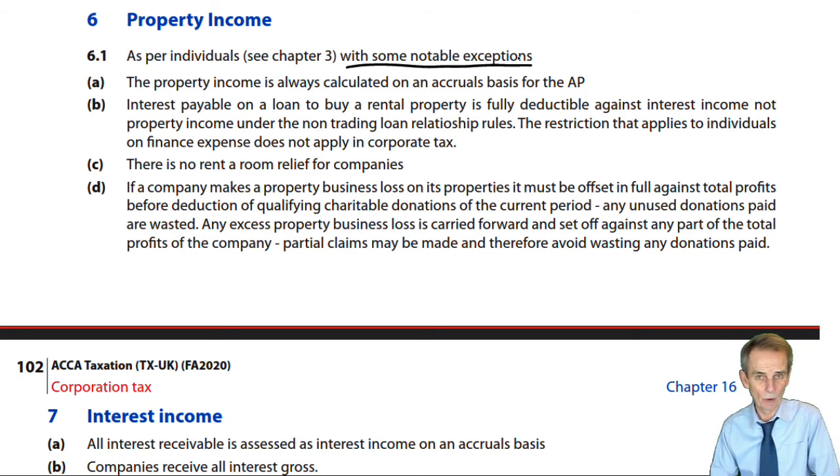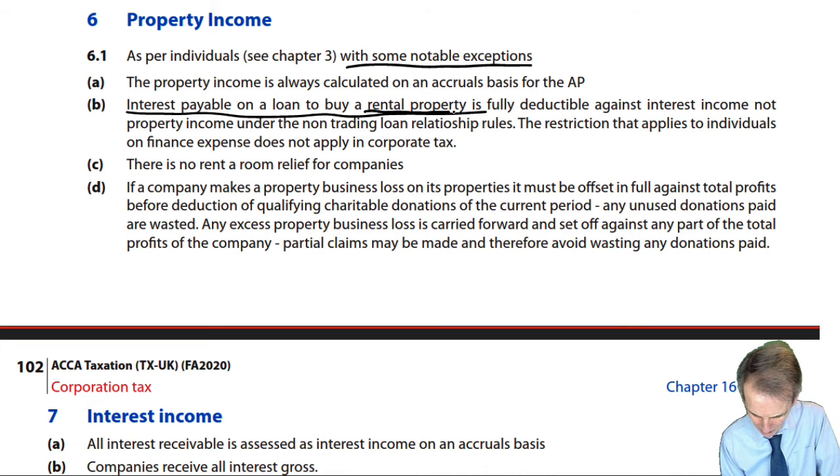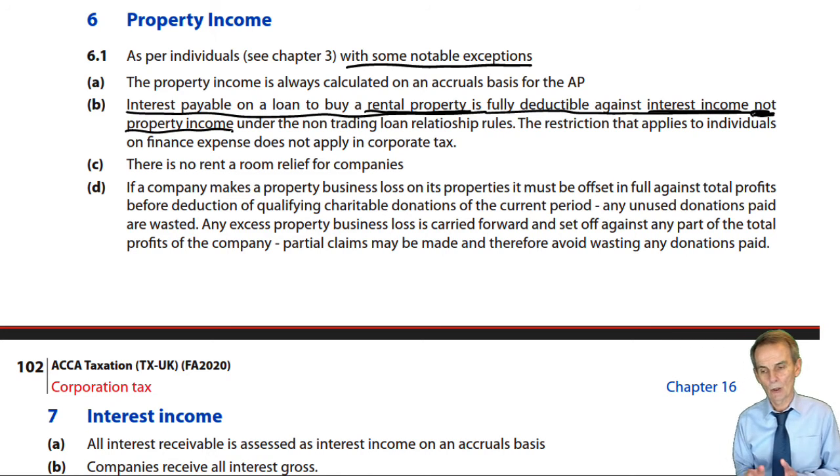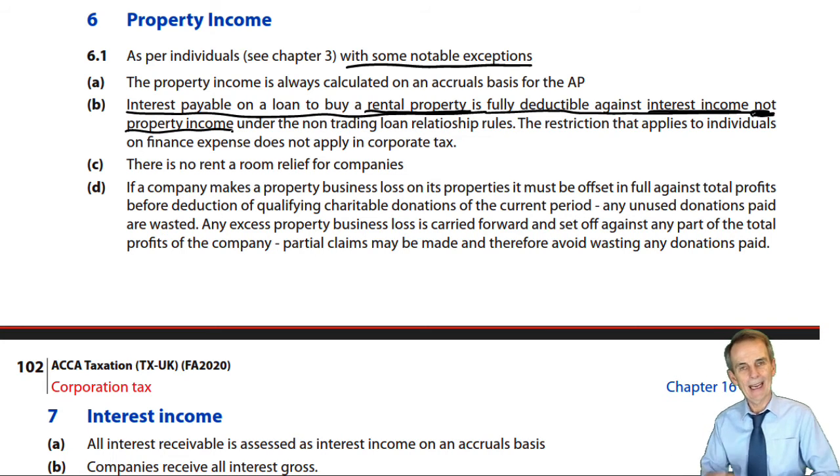So the same basic rule of what we allow as allowable expenses in relation to property income will remain the same. The one big difference, and something that you'd need to look out for, is that if interest payable was on a loan taken out to buy a rental property, that is fully deductible against interest income, not property income. So all non-trading loan interest payable is a deduction from the interest income assessment.